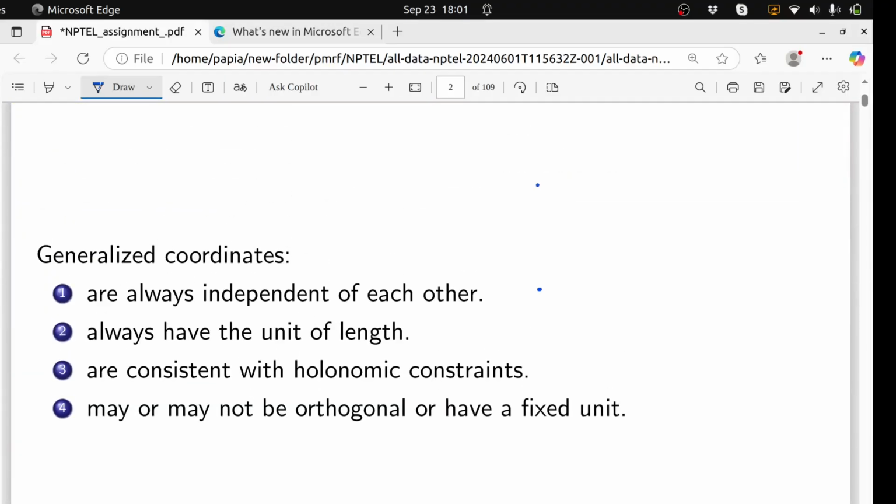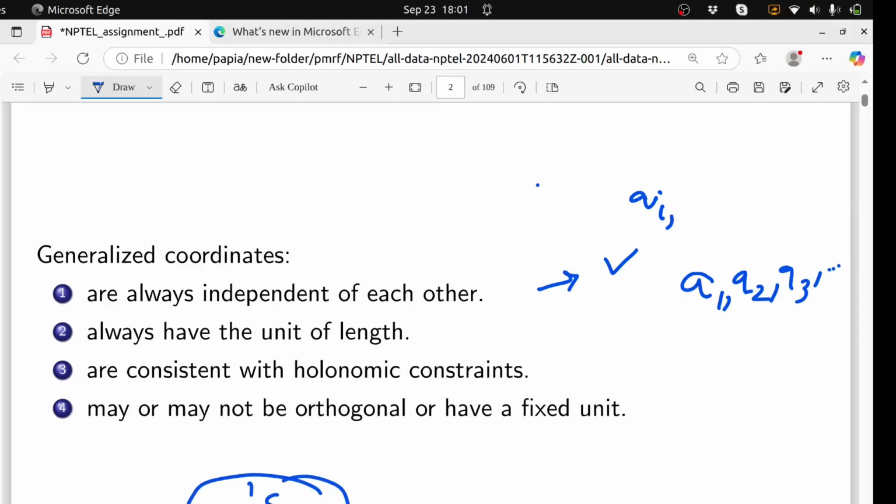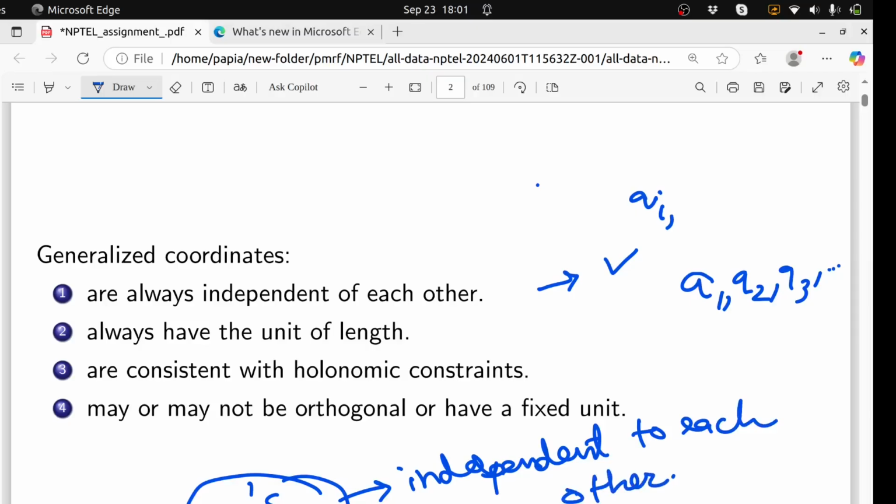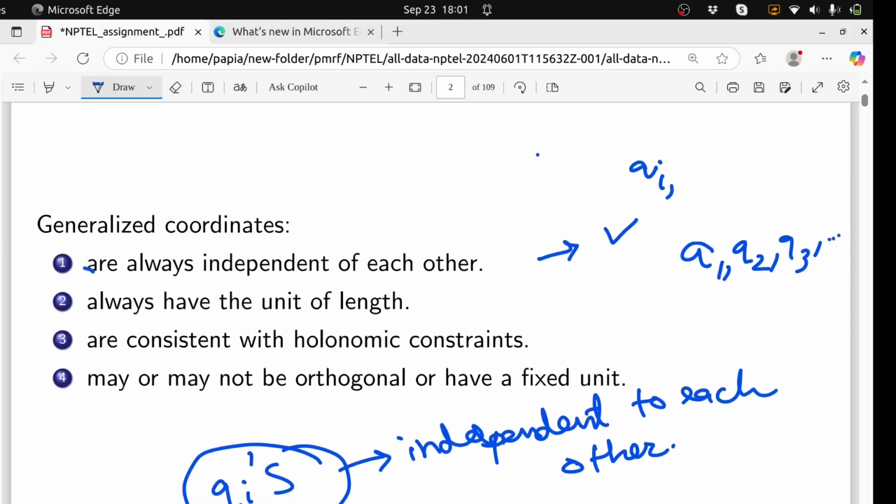First of all, the option that they are always independent of each other is correct, because let's say the generalized coordinates are q1, q2, q3 and so on. These q's should be independent of each other. So the first option is correct.